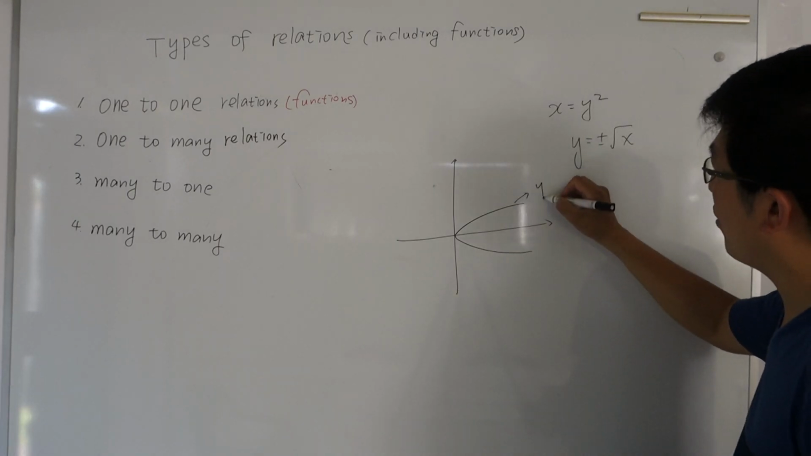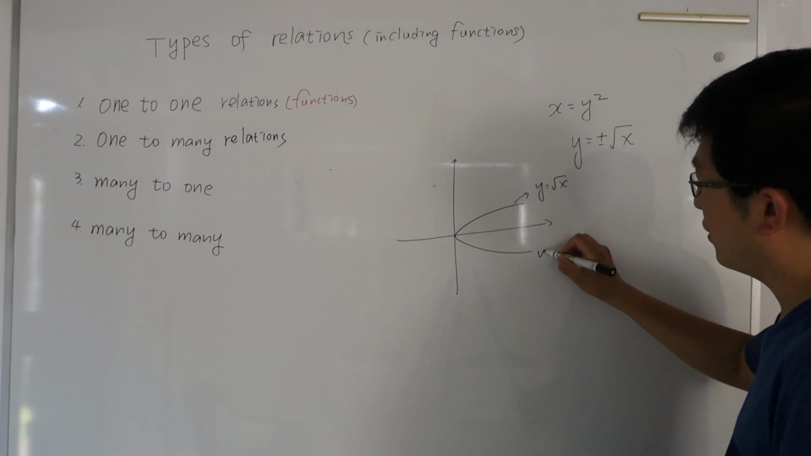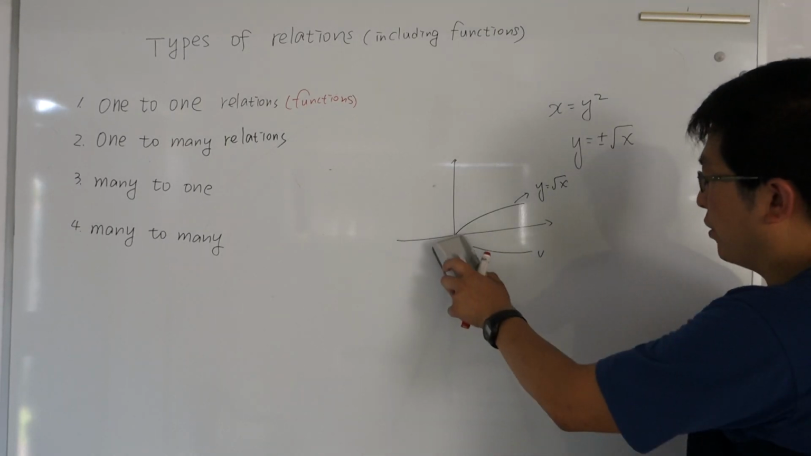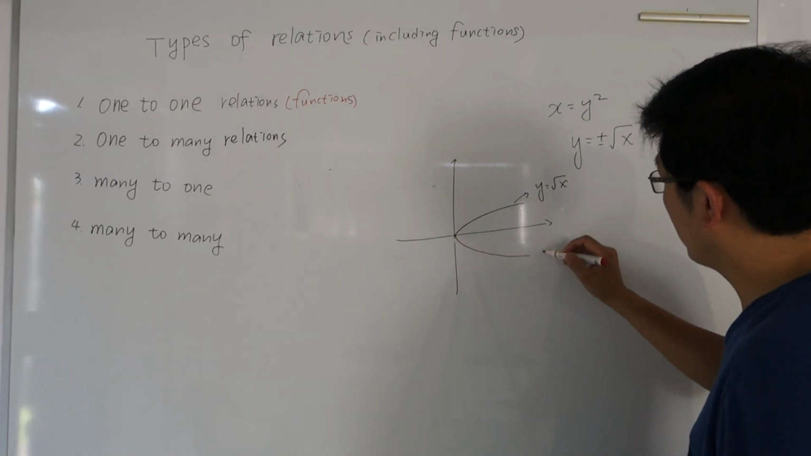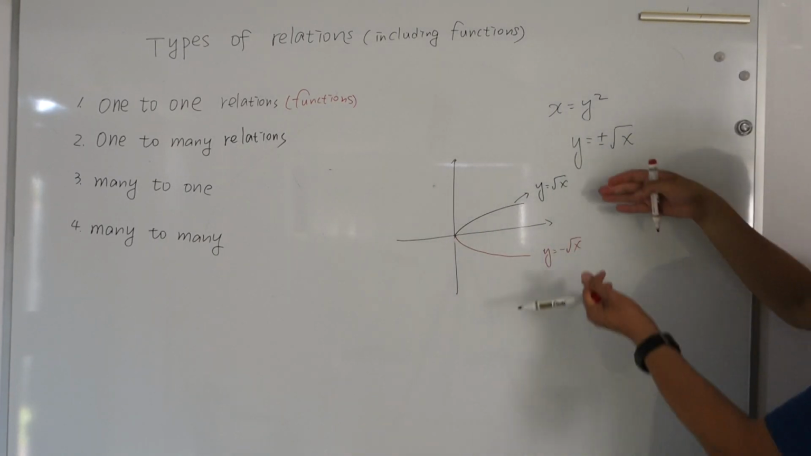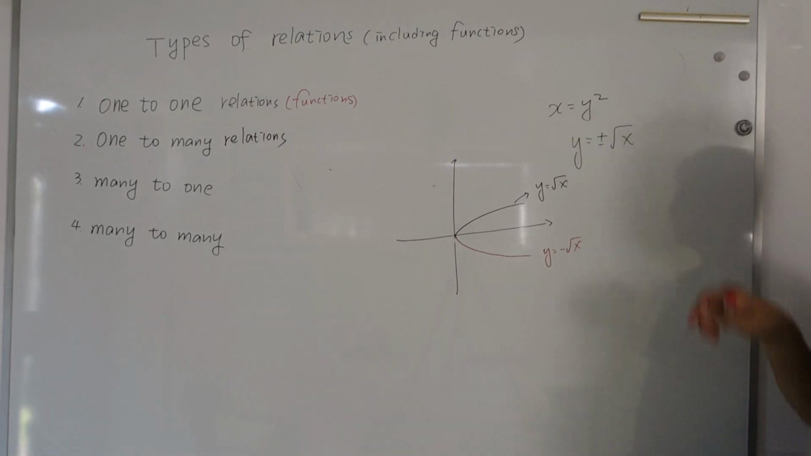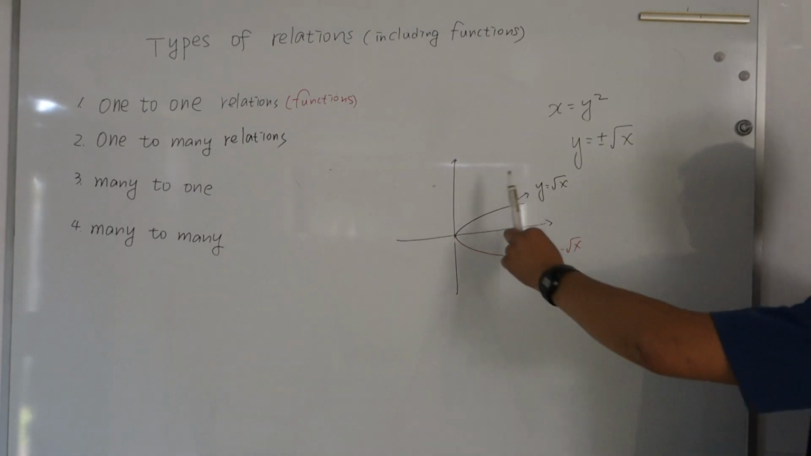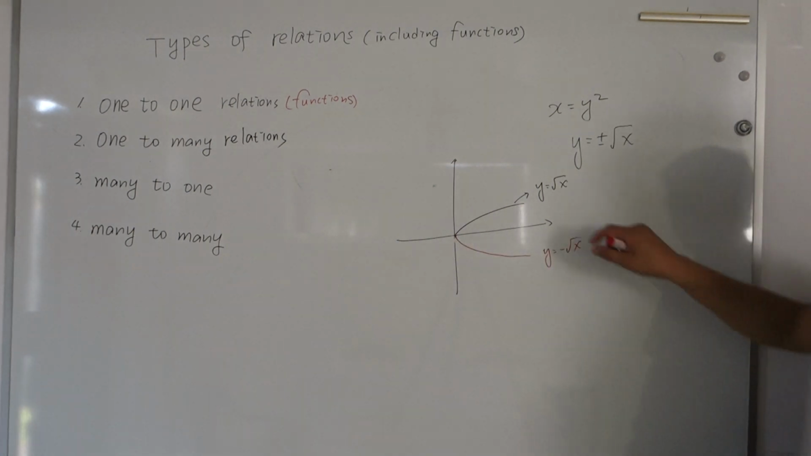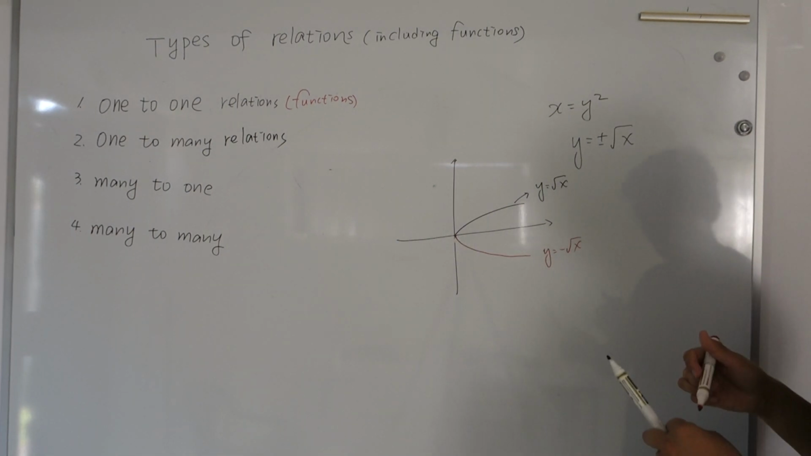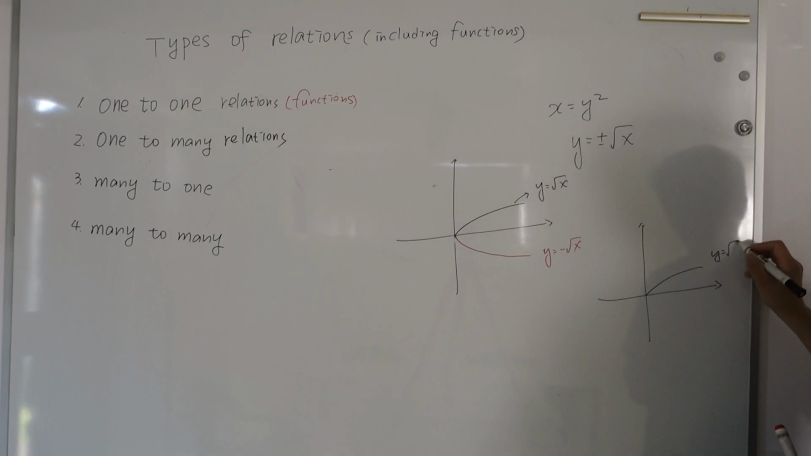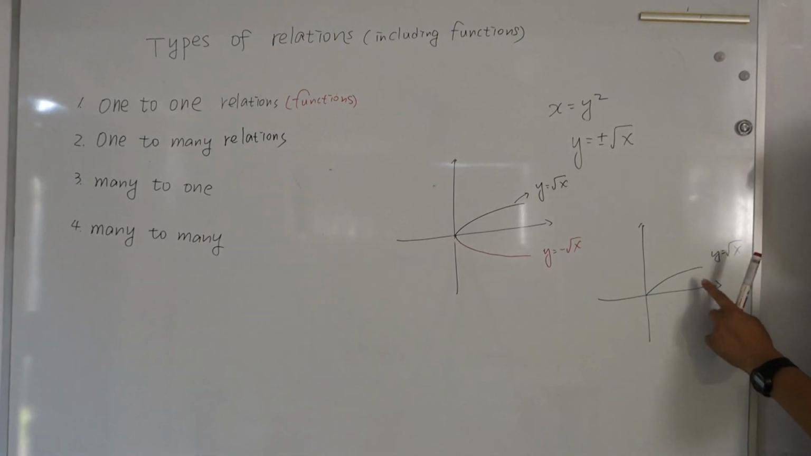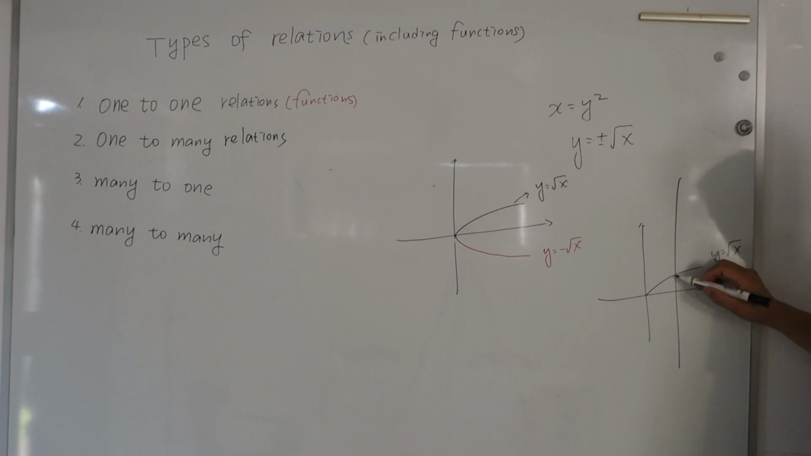The upside is y equals square root x. The downside, the red one here, is y equals negative square root x. These two combined will become x equals y squared. So this relation can be separated into two functions, because y equals square root x is a function. You draw a vertical line, only one point here. So this is a function, okay?